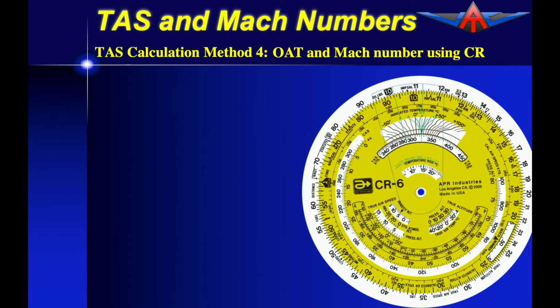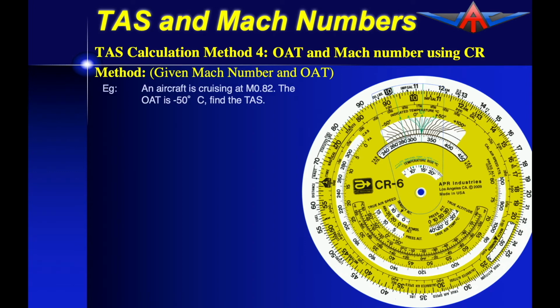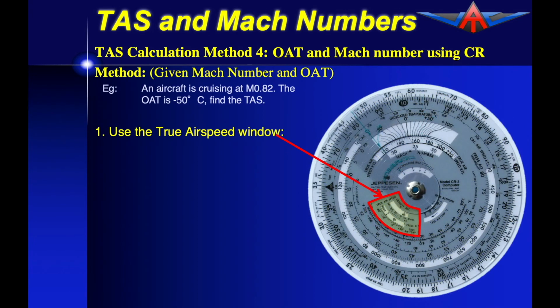Method 4 is performing the same type of calculation, but instead of using a formula, we're going to use the CR computer. So once again, the outside air temperature and Mach number are going to be used. Our example, we're cruising at Mach 0.82, the outside air temperature of minus 50. We want to calculate the TAS. This time we're going to use the true airspeed window, which has 2 rows in it as opposed to the true altitude window. On the Jeppesen, same sort of thing.